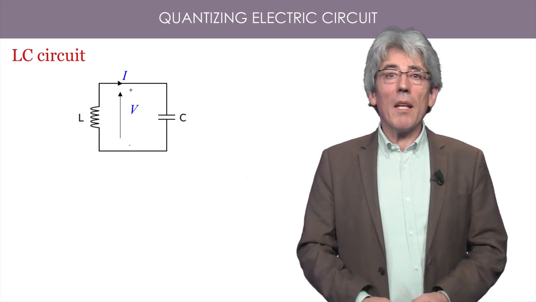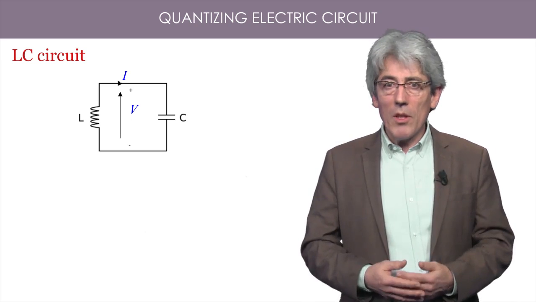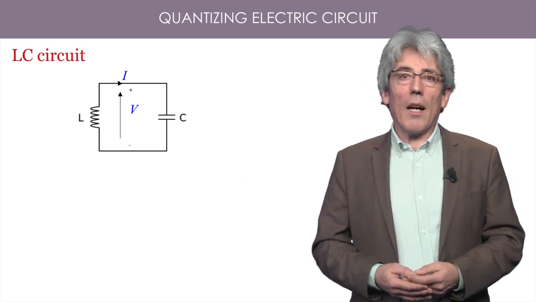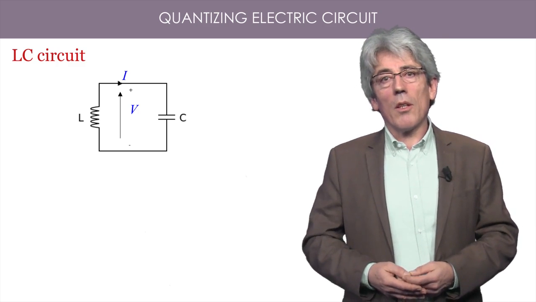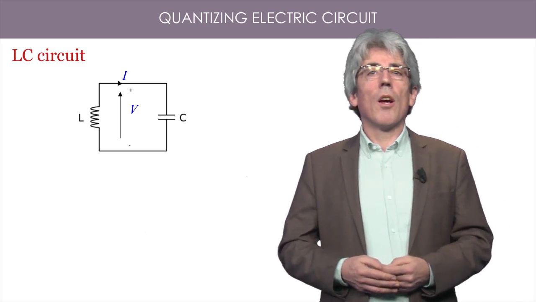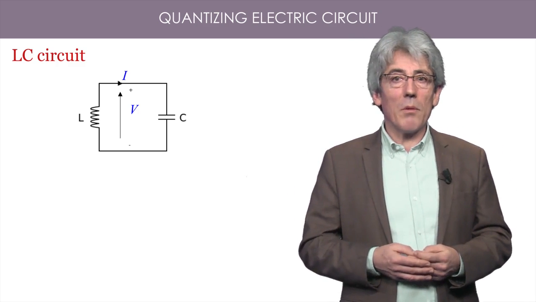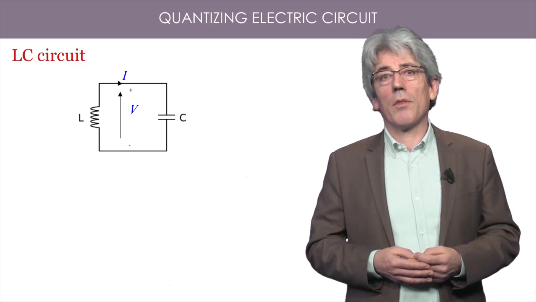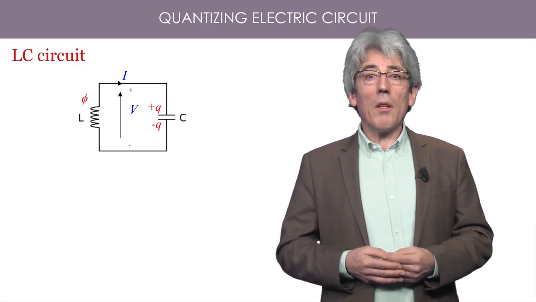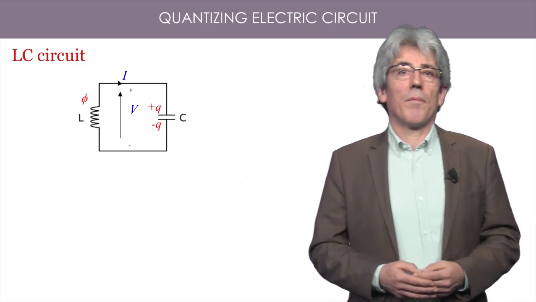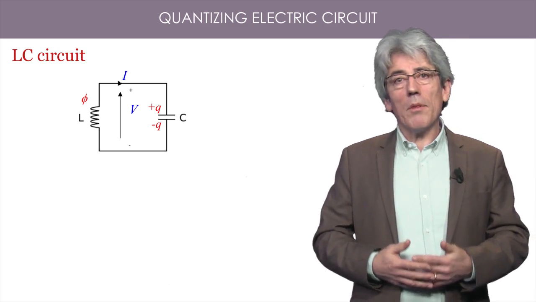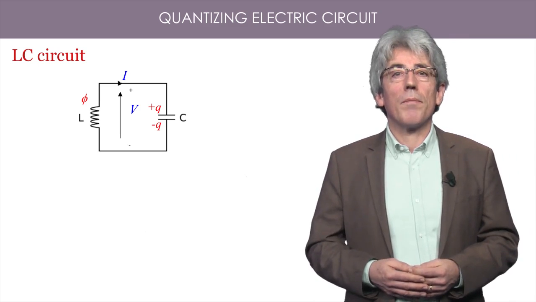Its classical dynamical state is described by the voltage difference V between the plates of the capacitor and the current I circulating in the wires connecting the capacitor to the inductor. Equivalently, the state of the circuit can be as well described by using another pair of variables, the charge Q of the capacitor and the magnetic flux phi in the inductor. As you will see, this pair of variables is well adapted to quantization of the circuit.